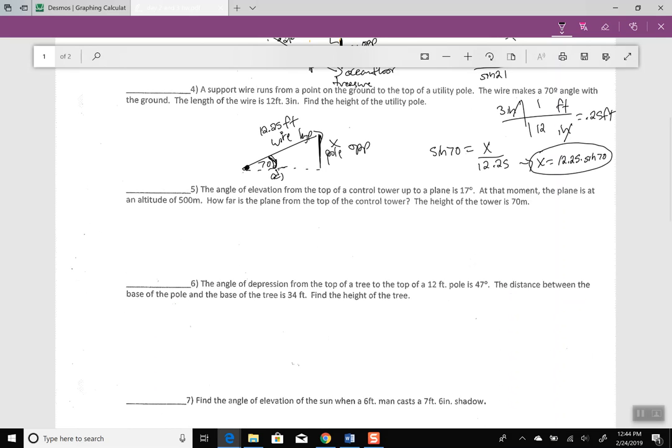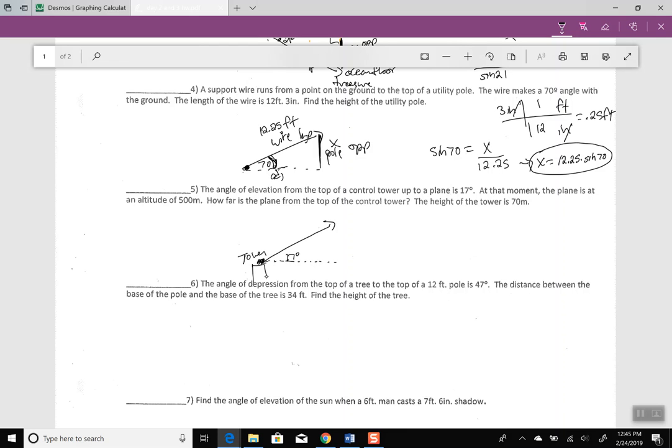All right, the angle of elevation. Again, as soon as I see those words, all I'm doing is making some point, and I'm making a line up. That's the line that's going uphill. That's what tells me I'm elevating. And then that particular angle is when you combine that with a horizontal line, whatever this angle is right here, that's your angle of elevation. So it tells me that the angle of elevation from the top of a control tower up to a plane is 17 degrees. So this is 17 degrees, and this is from a control tower.